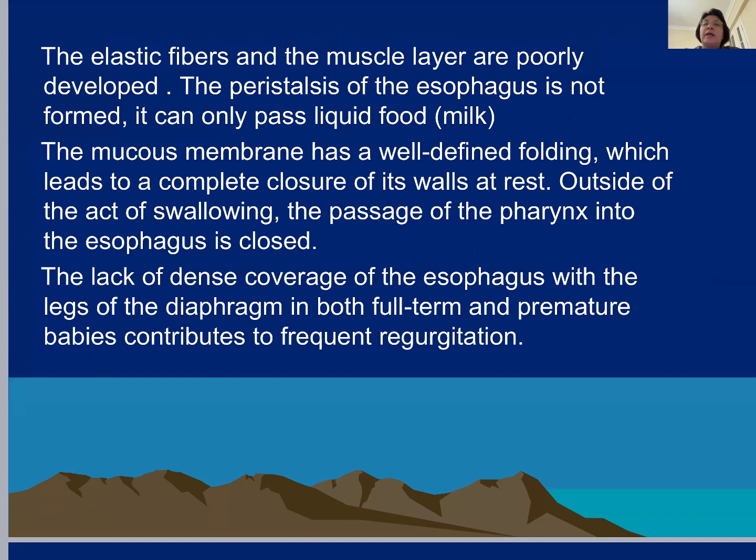The elastic fibers and the muscle layer are poorly developed, so peristalsis of the esophagus is not formed. It can only pass liquid food, like milk. Mucous membrane has a well-defined folding, which leads to a complete closure of its walls at rest. Outside of the act of swallowing, the passage of the pharynx into the esophagus is closed. Lack of dense coverage of the esophagus with the legs of diaphragm in all newborns contributes to frequent regurgitation.